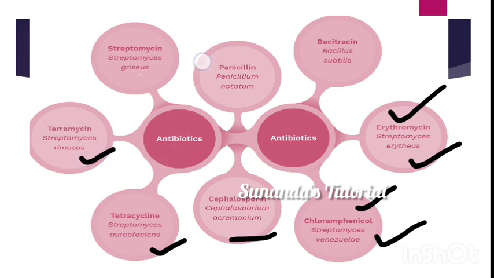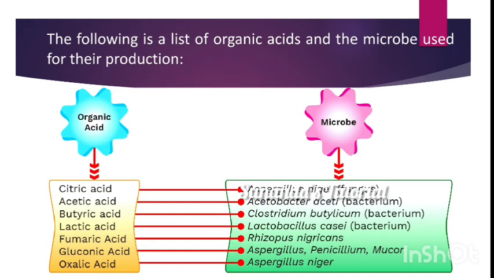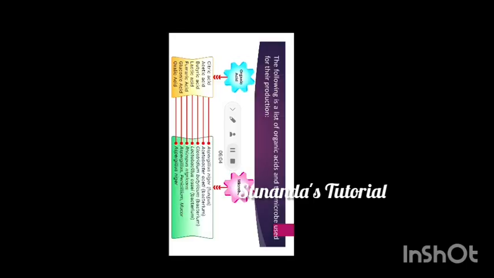Next, streptomycin is produced from Streptomyces griseus. Penicillin is produced from Penicillium notatum as well as Penicillium chrysogenum. Next, bacitracin is produced from Bacillus subtilis. So these are some common antibiotics produced from these microbes. Next, these are some organic acids which are mainly produced in industries by using these microorganisms.